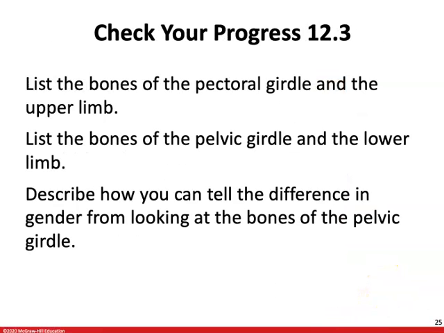All right, you should be able to list the bones of the pectoral girdle and the upper limb, as well as the bones of the pelvic girdle and the lower limb. And then you should also be able to describe how you can tell the difference in gender from looking at the bones of the pelvic girdle.